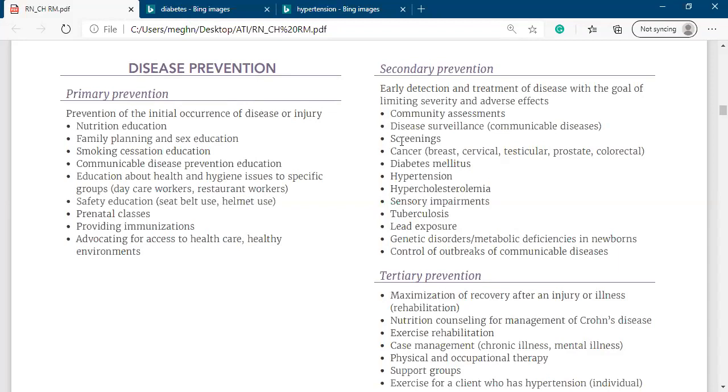Any kind of testing or screening is secondary prevention, like breast examination, cervical examination, lab tests, testicular examination, prostate examination, and colorectal screening. Everything is secondary prevention because you want to find out whether cancer may develop or not.